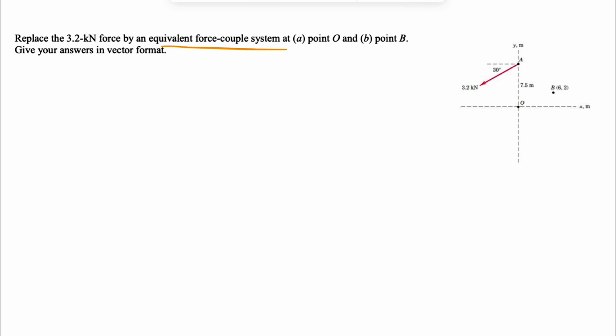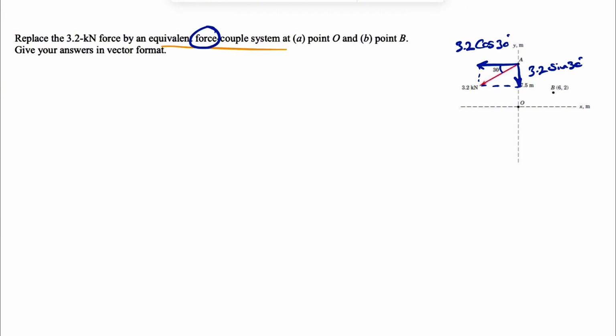And the way we're going to do this, we can resolve this force into two components, one in X direction and one in Y. Since we have this angle here, 30 degrees, the X component would be 3.2 cosine of 30 degrees, and the other one would be 3.2 sine of 30 degrees.